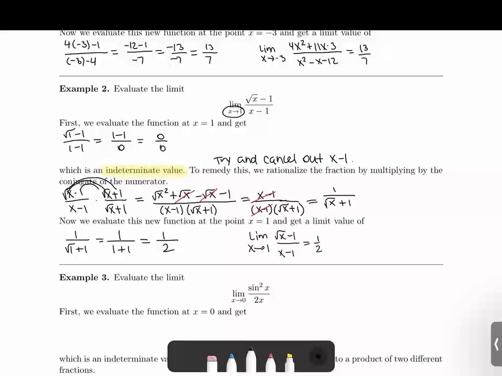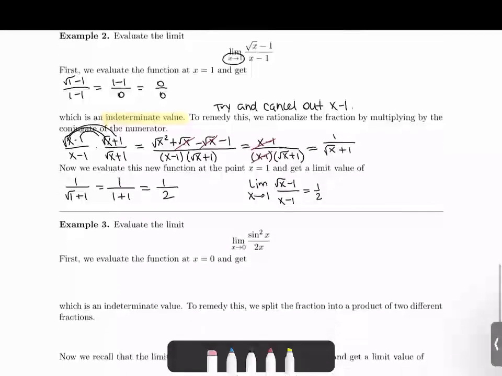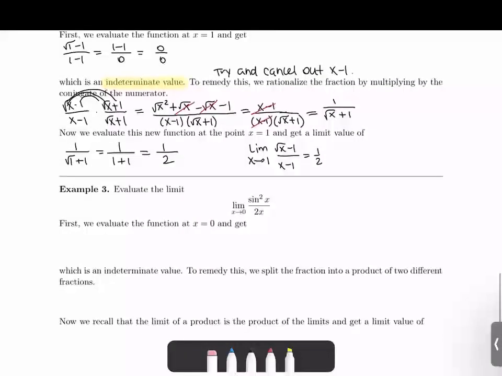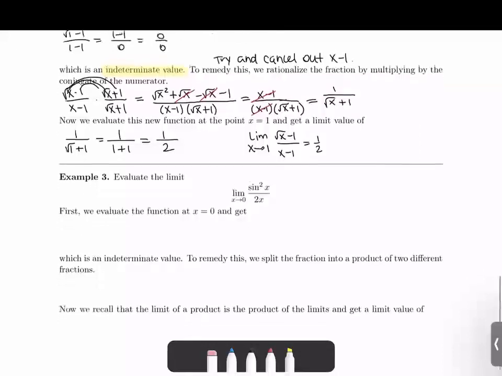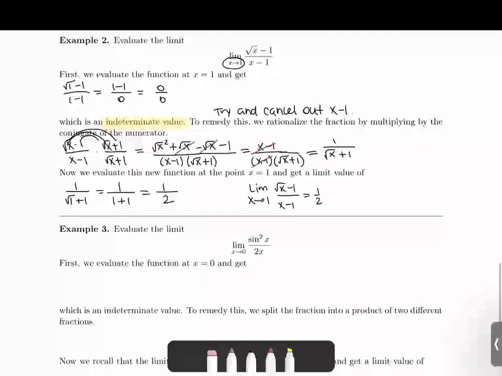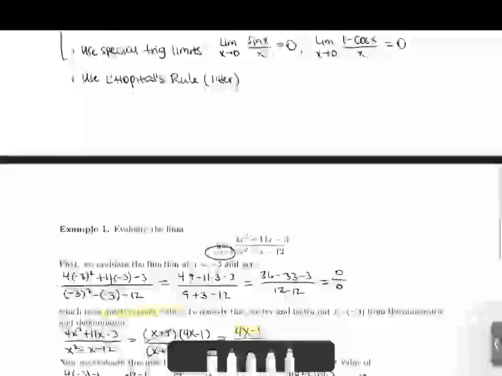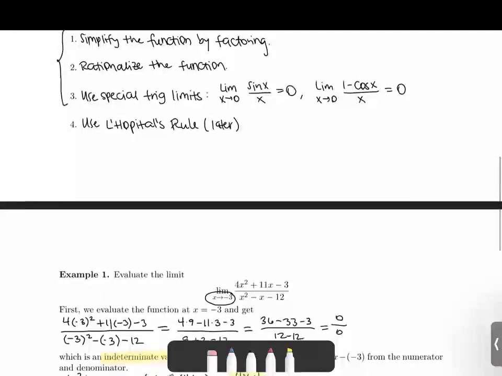And that's going to give me 1/2. So this is a different strategy to try and cancel out x minus that limit point if factoring isn't going to work. So as our last example, we're going to switch gears and look at trig functions instead. The way that we simplify trig functions is typically through trig identities, or, like we talked about in the last video, we're going to specifically use these two trig limits.